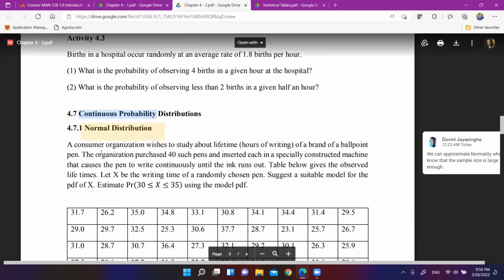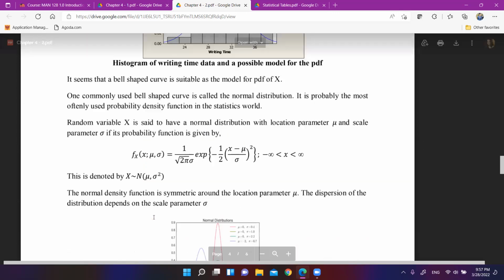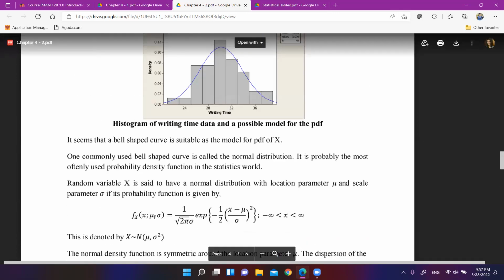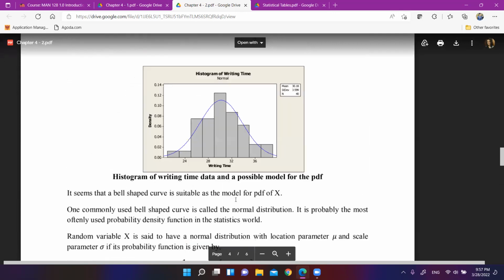There are so many continuous probability distributions as well. Normal distribution is the commonly used one. There is the uniform distribution, gamma distribution, T distribution, F distribution. There are quite a lot of continuous probability distributions. But within this course, we are going to discuss only the normal distribution and the speciality of that, the standard normal.